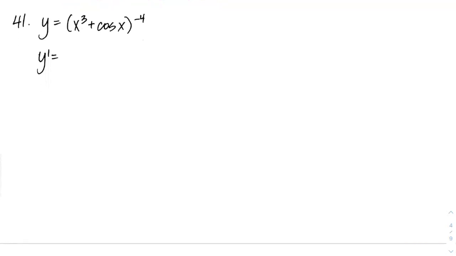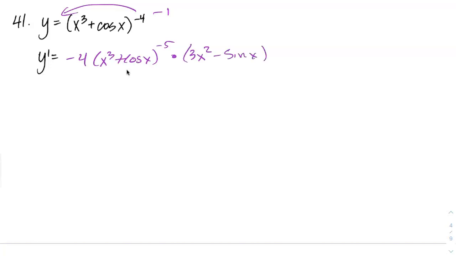Next one. So it looks like a basic chain rule. Bring the 4 down, subtract 1 off, so I get negative 4 times x cubed plus cosine x to the negative 5, times the derivative of the inside. Derivative of my inside here, each one separately: 3x squared minus sine of x. Don't forget parentheses. So something like that.